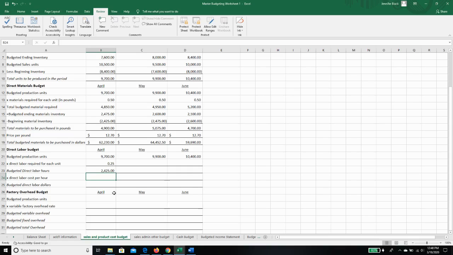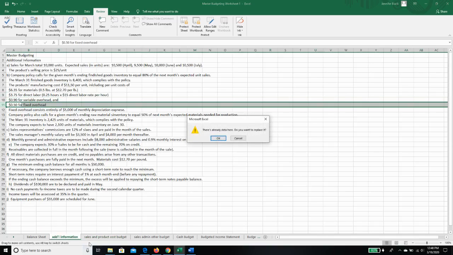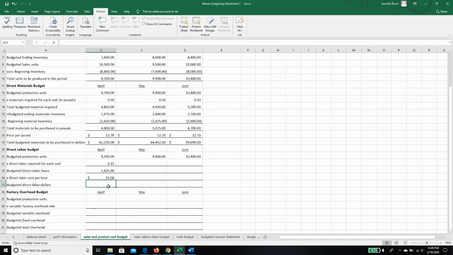Then my cost we said was $15 an hour. If you're not sure, go back. You can see here $15 an hour right here. Okay. All right. And so our budgeted direct labor dollars is the number of hours we need, which is 2,425 times $15 an hour. So our labor budget in dollars will be $36,375. Go ahead and pause here and finish your direct labor budget, and then we'll do factory overhead.